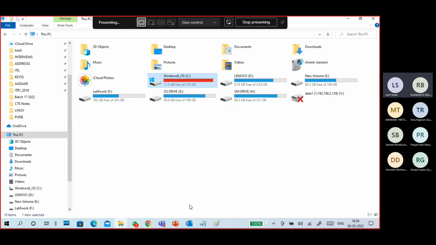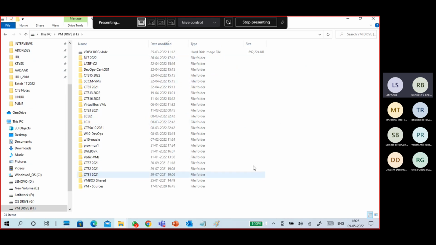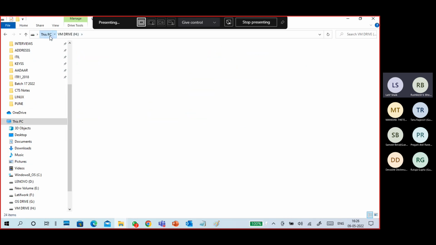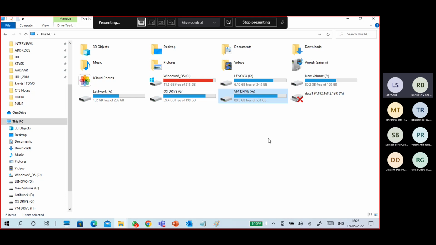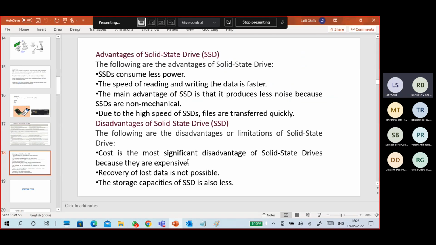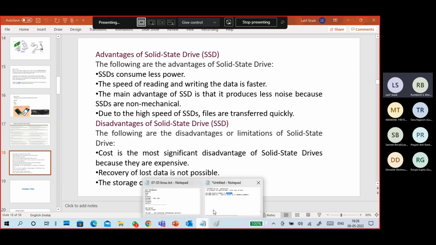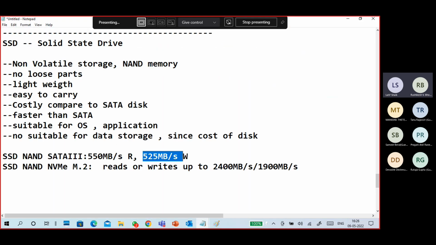This is not OS data. It is all virtual machines only. I need a normal hard disk, not an SSD, so I can store normal data at a cheaper price. That's why an SSD is not suitable for heavy data. It is suitable for normal data, not for data storage, since the cost of the disk is higher.